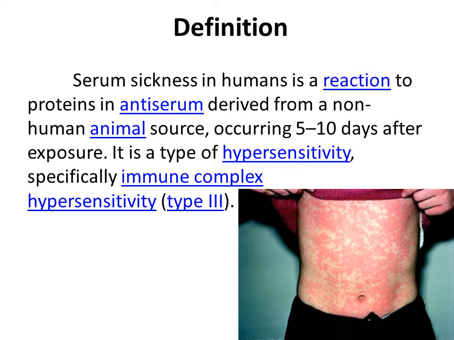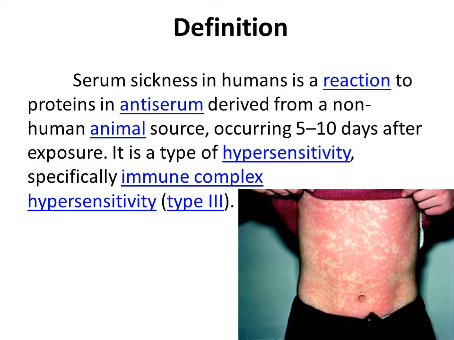Serum sickness, in humans, is a reaction to proteins in antiserum derived from a non-human animal source. Antiserum is a blood serum which contains antibodies. The antibody is produced in our body against a specific antigen. An antigen is a foreign body, such as the chemicals produced by bacteria, viruses, or any other foreign bodies. When it enters the human body, the antigen is harmful for humans. To fight against that antigen, the human body releases antibodies so that all the antigens are eliminated.